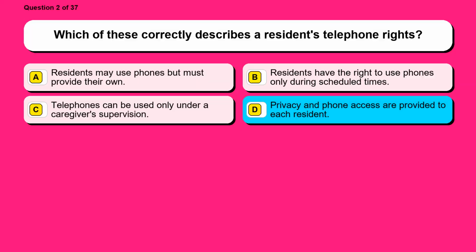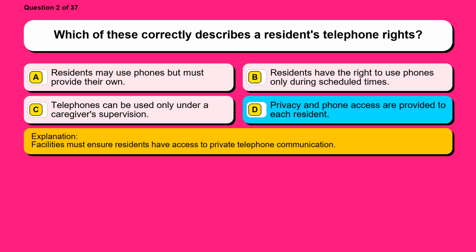The correct answer is option D. Privacy and phone access are provided to each resident. Facilities must ensure residents have access to private telephone communication.